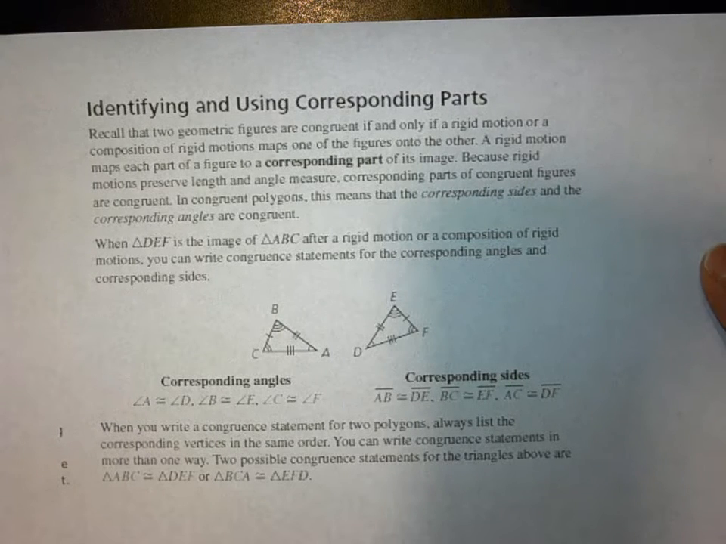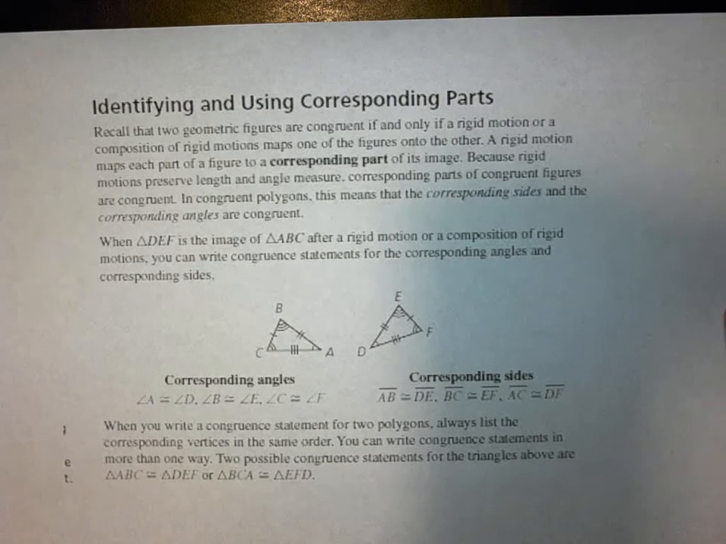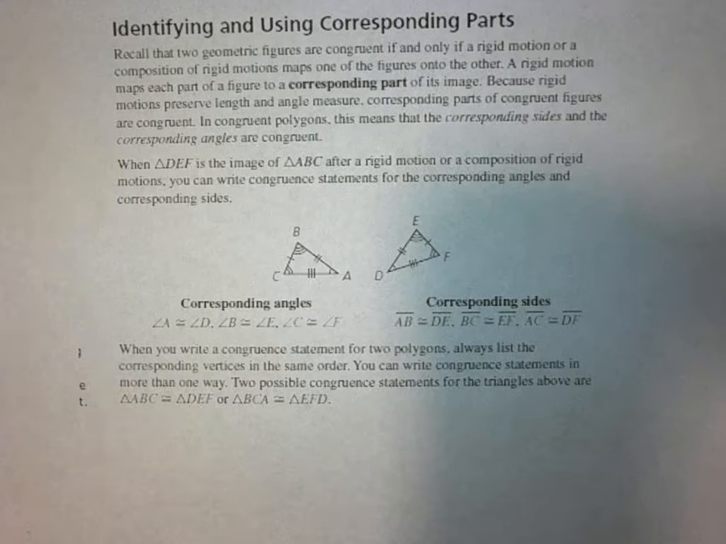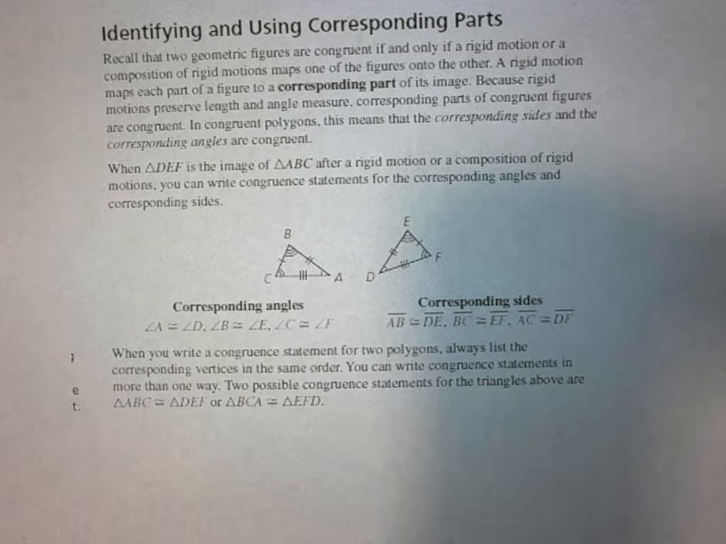So that means each of the sides will go with a specific side, each of the angles will go with a specific angle. So if you look at the picture here, if DEF is the image of ABC after a rigid motion, or a composition of rigid motions, remember one rigid motion would be a translation or a reflection or a rotation. A composition would be doing more than one of those. Once you have those two triangles, you now have parts that are the same. So the corresponding parts are the angles that go together or the sides that go together.